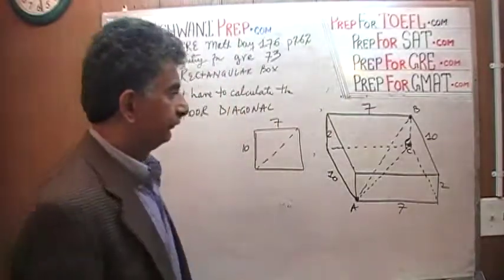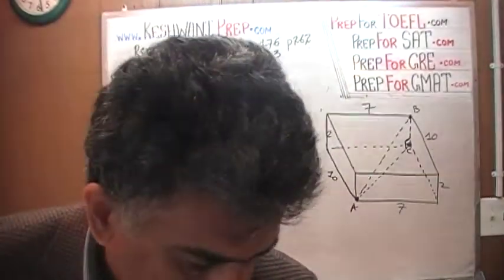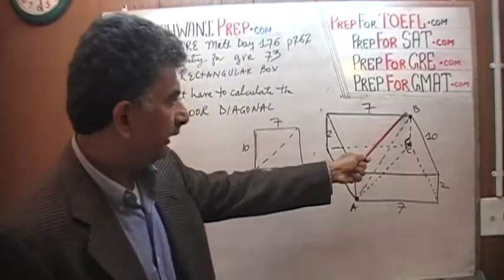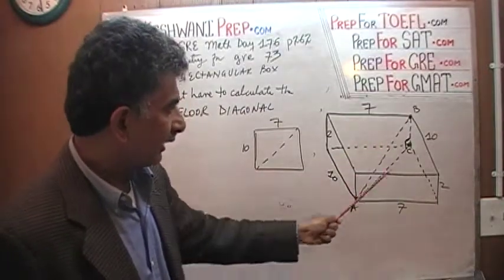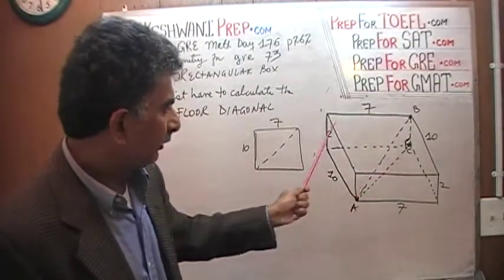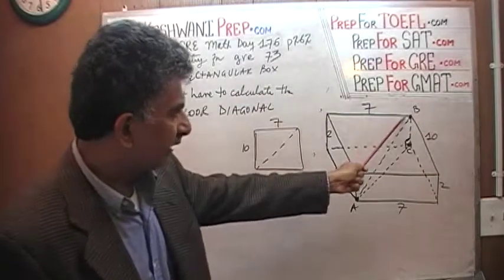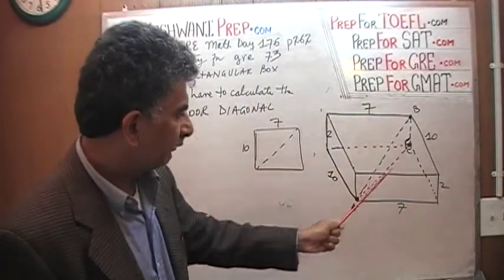This is a right angle. And we can figure out the distance from A to B, which is the hypotenuse in the triangle ABC, because we know that this height from B to C is 2. We just have to find out A to C.